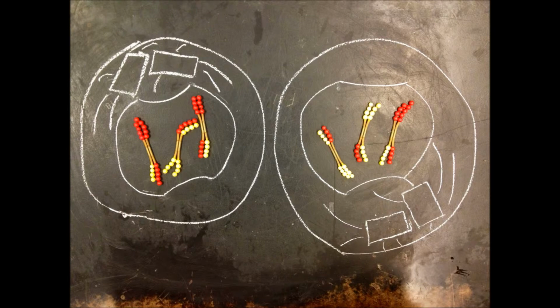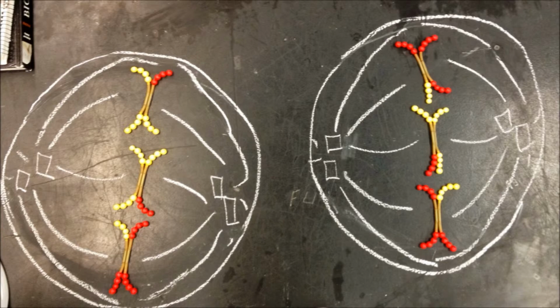In prophase 2, the chromosomes recondense, the spindle forms, and the nuclear envelope once again breaks down. This is metaphase 2. In metaphase 2, the spindle fibers align along the equator so that all 4 chromosomes get cut in half.